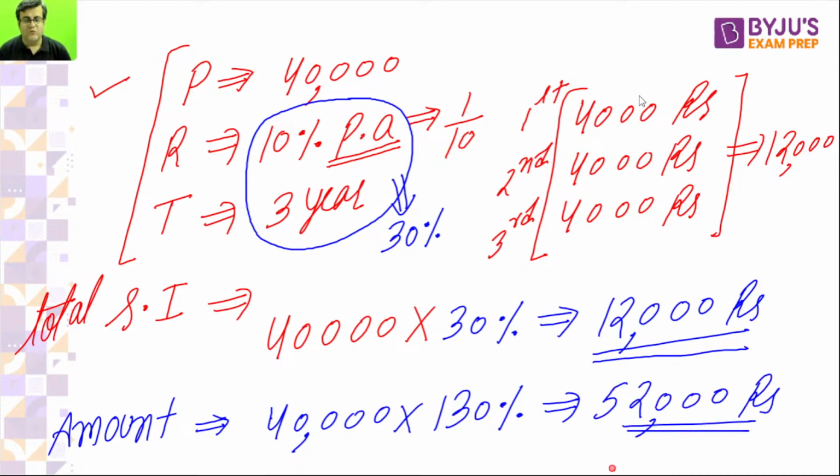But if you remove the percentage, you apply 100 in the denominator, then you solve it and you will get 12,000. Yes, 130%. The person is going to get the principal and the interest as well.